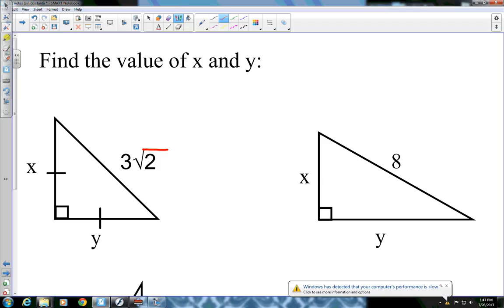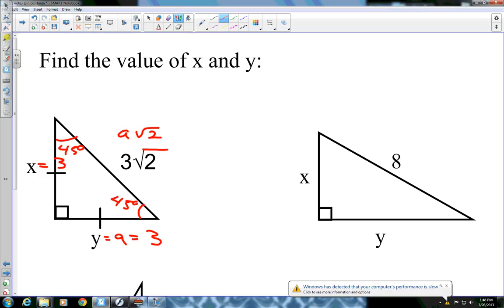They're 3, and how did you decide that? It's a 45, 45, 90, because these two sides are the same length. The hypotenuse is always A root 2, so 3 is A. I took A root 2, divided by root 2, and I get y is 3. So what's x? Also 3. Okay, everybody see that?